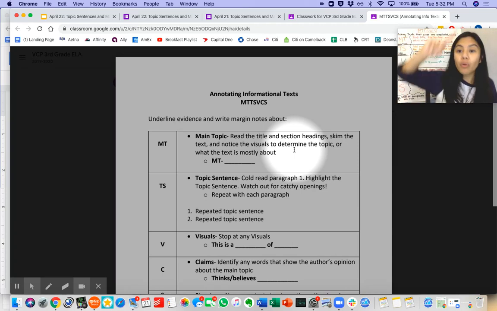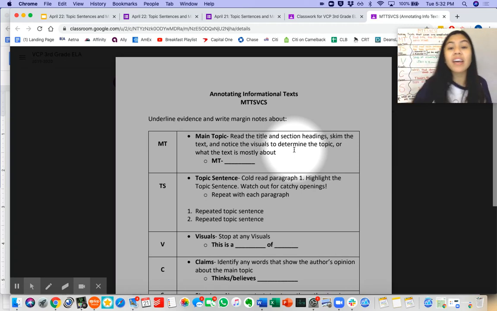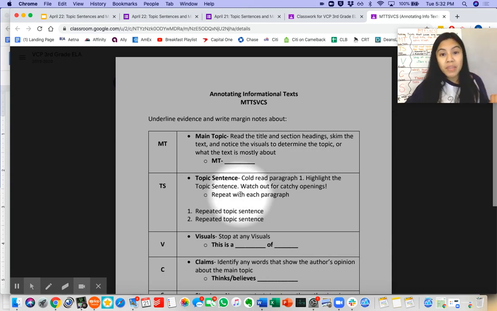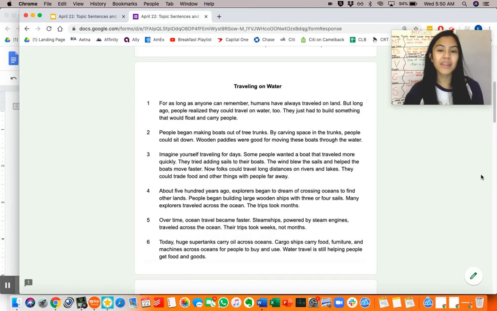Then we'll read the whole text and identify all of the topic sentences and highlight them. After I read the whole text and highlight all my topic sentences, I'm going to write my 2 repeated topic sentences. I find those out by putting together those highlighted topic sentences. Let's go back to our text, scholars.